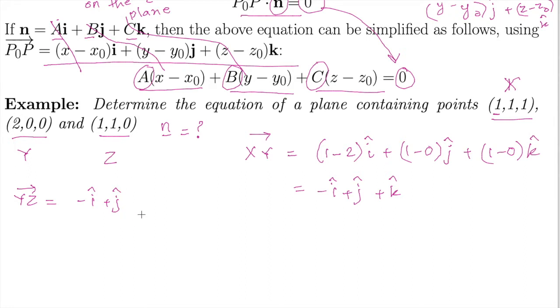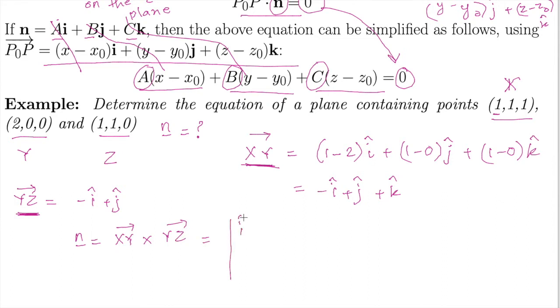Now we also know that if we find the cross product of this and this, we will get a vector which is normal to both. And we know that XY is on the plane because X is on the plane and Y is on the plane, and YZ is also on the plane because Y is on the plane and Z is on the plane. So the cross product of XY and YZ is actually the normal vector for our plane.